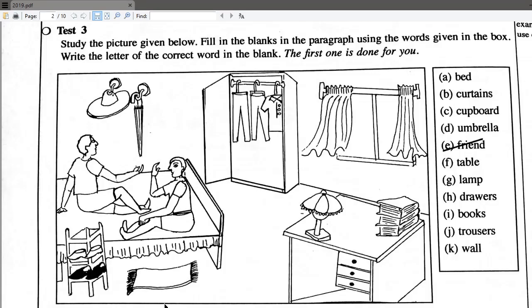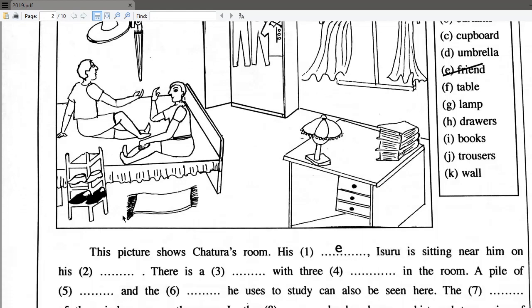When describing the picture, you will be speaking about the preposition of place. For example, a table lamp is on the desk. You can say an umbrella is hanging from the wall. There are two pairs of trousers in the cupboard or hanging from the cupboard, isn't it? So, a shoe rack is beside the children. Whatever, let's go through the activity.